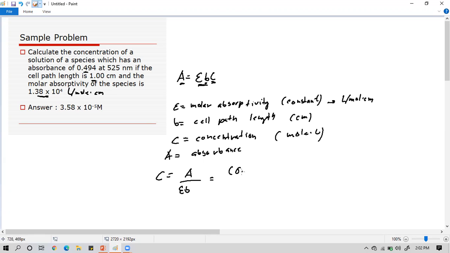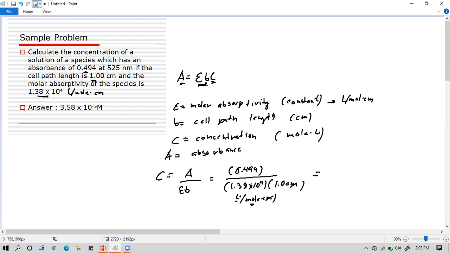And we will obtain c, ayan, 0.494 all over the ε, which is 1.38 times 10 raised to 4 times 1.0 centimeter. So I'll drop the unit. Liter per mole centimeter. So ma-cancel yung centimeter dito, ayan, we will get moles per liter. Kasi kapag binaliktad ninyo, kapag tinaas ko siya, and you will obtain a value of, input ko lang sa calculator.